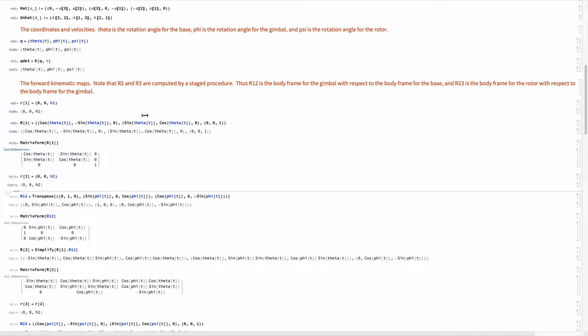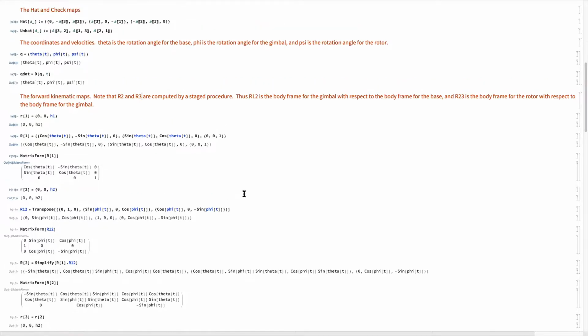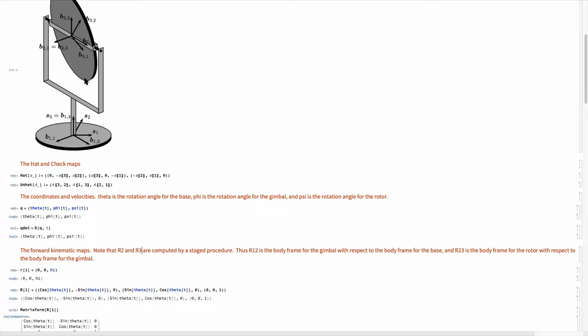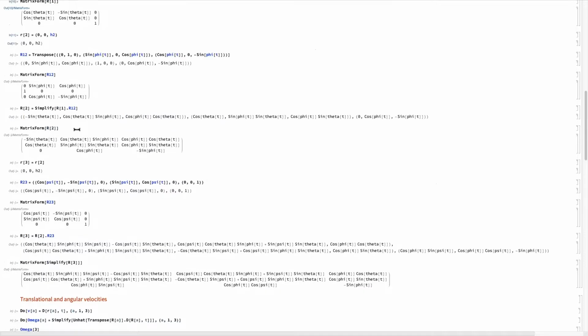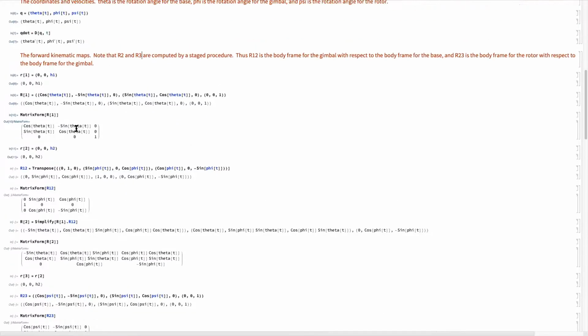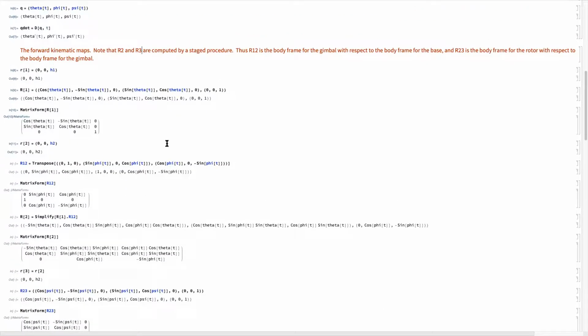Okay, so then we calculate the big R2 and the big R3. And we did this by first writing our big R2, not in terms of the spatial frame, but in terms of the body 1 frame, because that's just a little bit easier and keeps you from possibly making mistakes. So there is R12, okay?